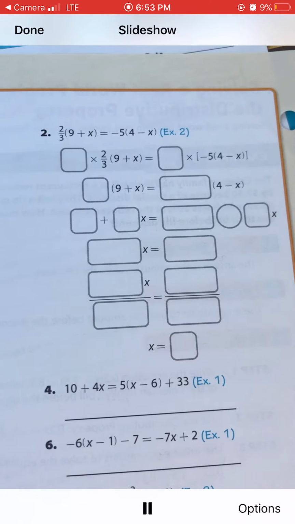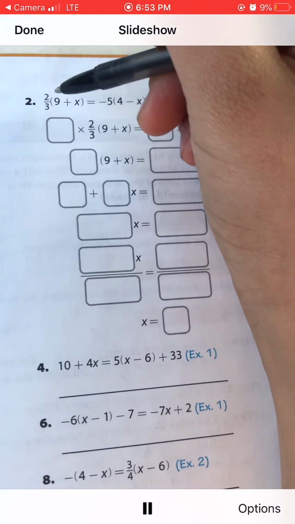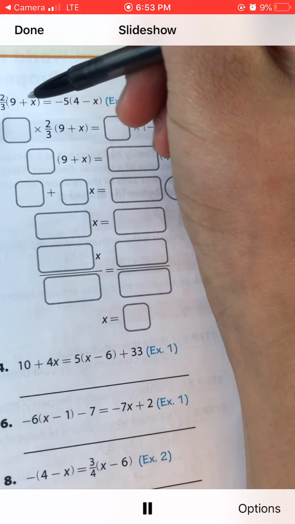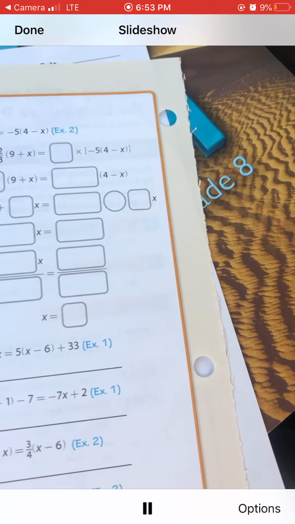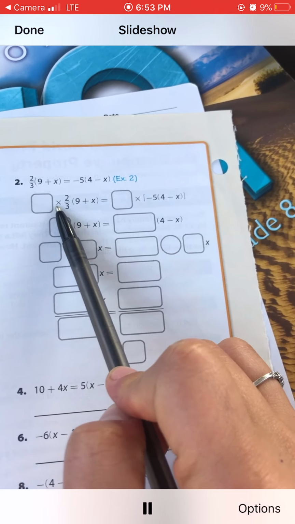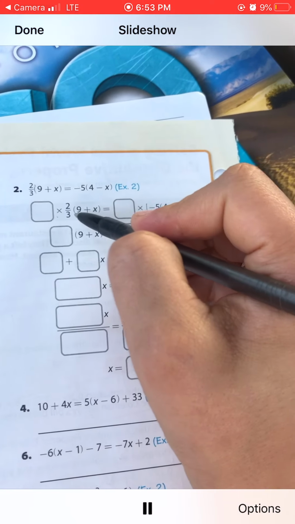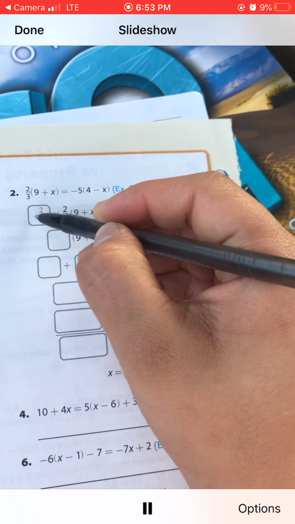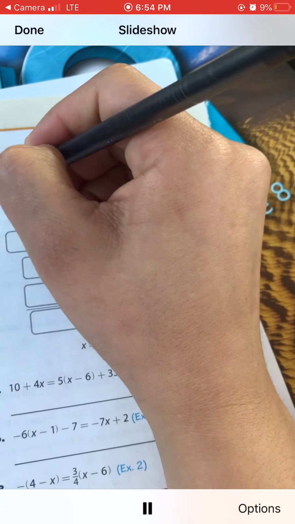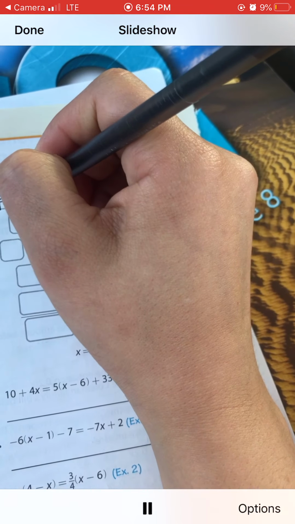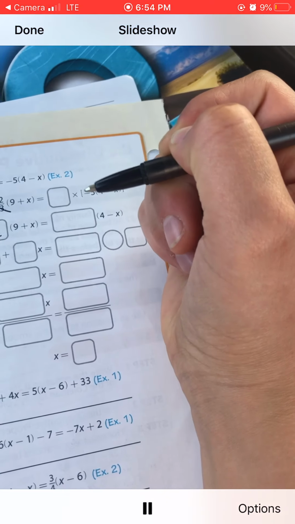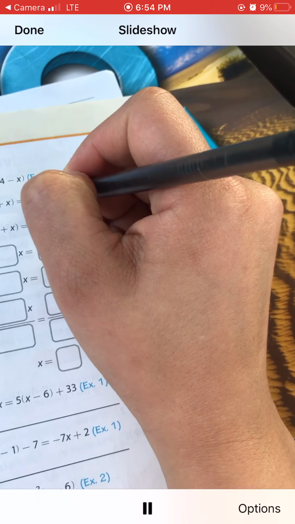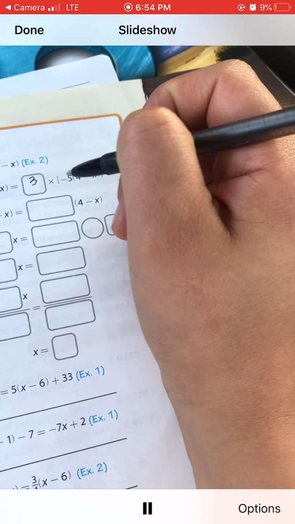Alright. So here we have 2/3 times 9 plus x equals negative 5 times 4 minus x. So first of all, they want us to multiply it by something. And I will do it by 3 over 1, just because I want to be able to cancel out this 3 and that one, leaving me with 2. Because 2 over 1 is just 2. And I will be multiplying it by 3 on that side as well.